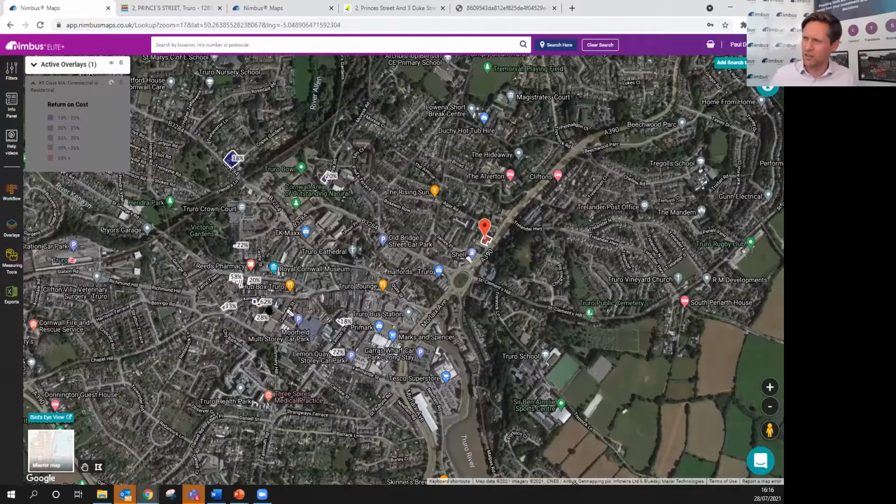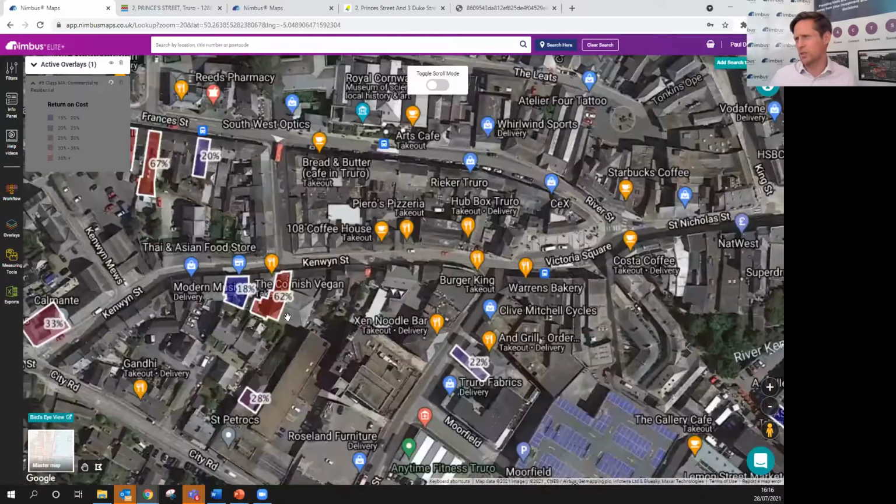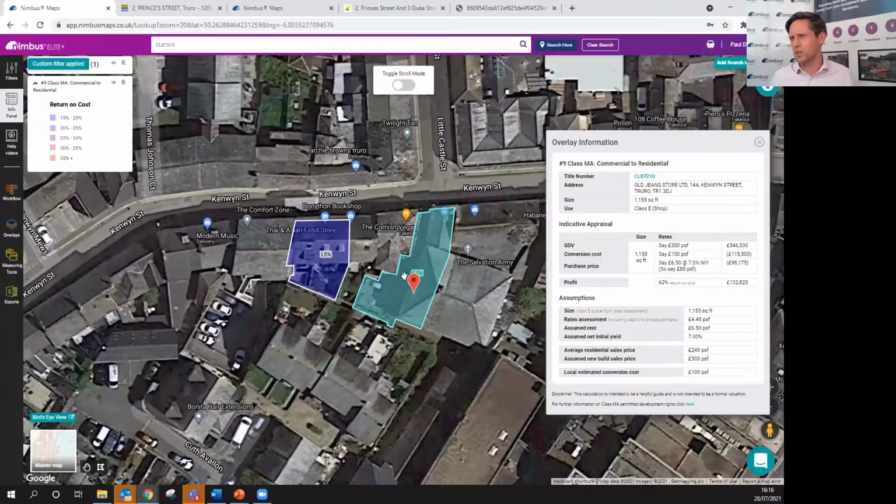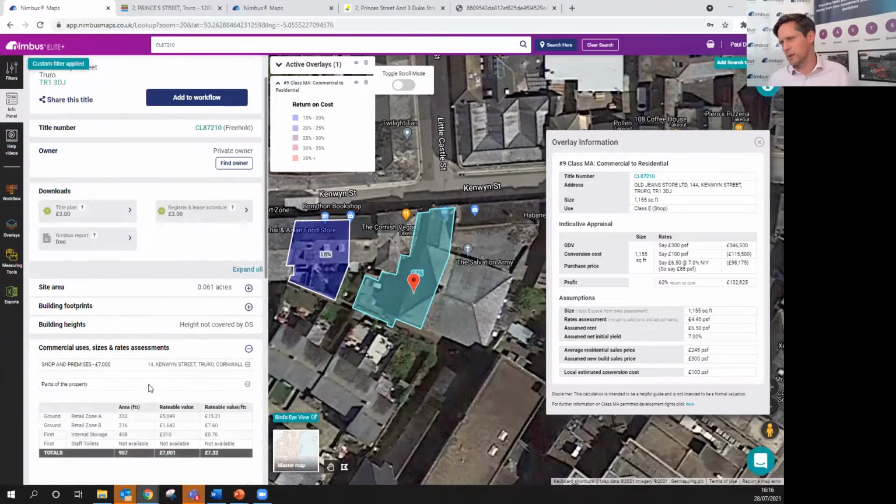Some stuff actually down here has got 60% return on cost. That looks like a big number, doesn't it? So there's an 11 square foot retail unit there. It's part of the beauty of Class MA, isn't it, that you can change the use of the ground floor too. So that looks to me like there's probably some uppers as well, which might be interesting as part of that. Let's jump down into there.